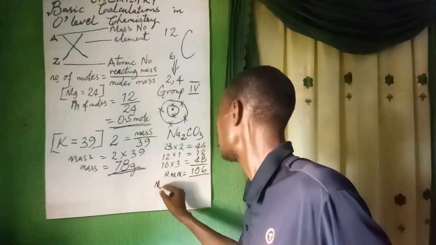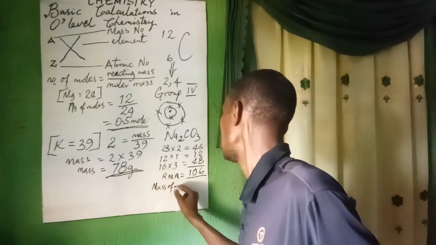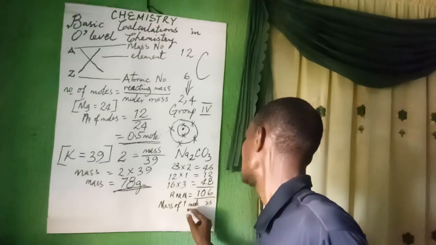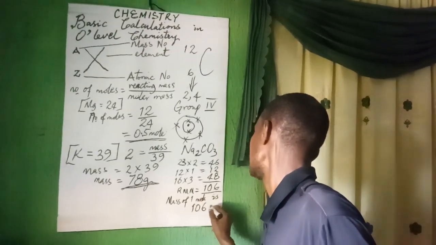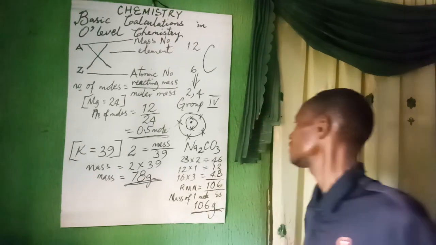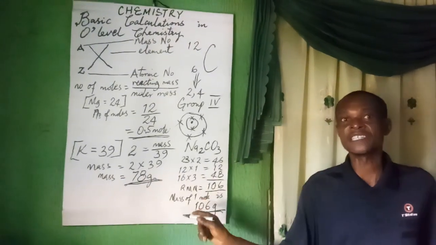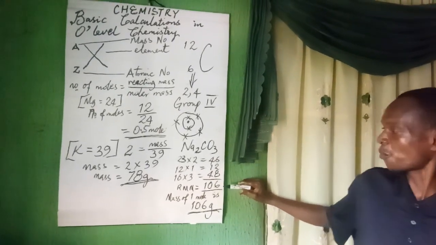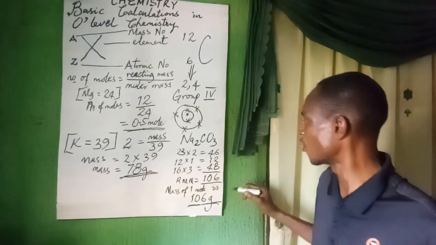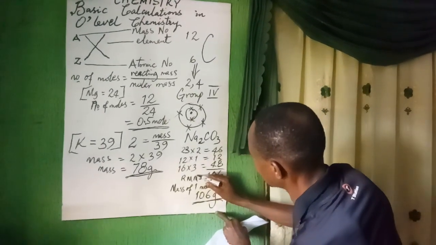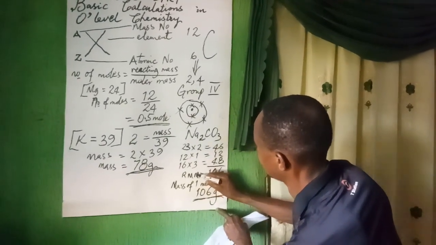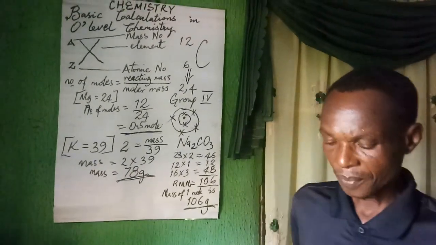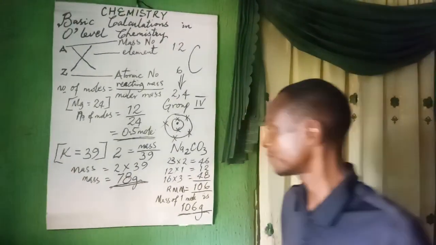While the mass of 1 mole or molar mass is 106 grams. This is what I was explaining a while ago. The relative molecular mass doesn't have units, while the mass of 1 mole or the molar mass of any compound, we have its units expressed in grams, which we know is the unit of mass. That is the first compound.